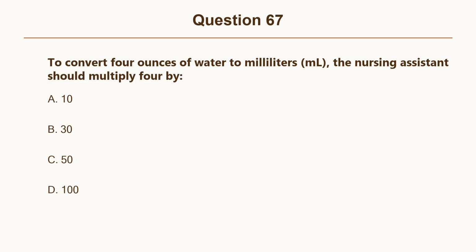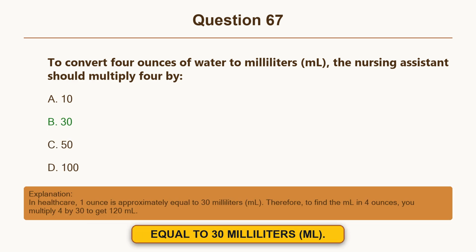Question 67. To convert 4 ounces of water to milliliters (ml), the nursing assistant should multiply 4 by option A, 15, option B, 30, option C, 20, option D, 100. The correct answer is option B, 30.